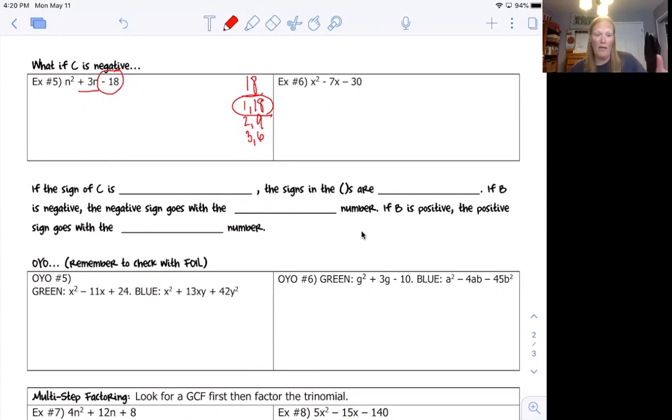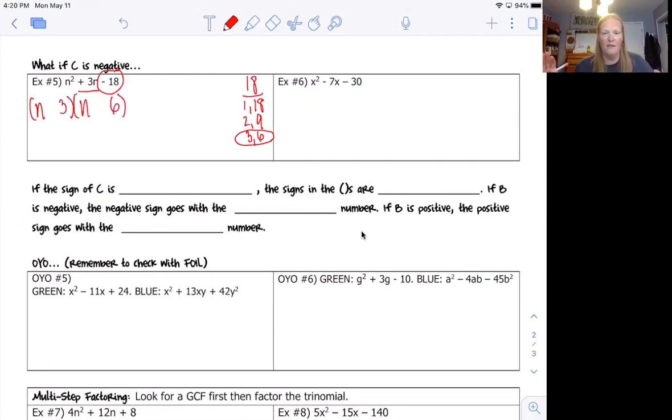So I'm looking for a combination that's going to give me my 3. Okay, 9 and 2 are going to give me 11 and 7, 6 and 3 are going to give me 9 and 3. So I'm going to go with my 6 and my 3. Okay, now I set it up the same. So set up my N and an N. I plug in a 3 and a 6, doesn't matter where they go.